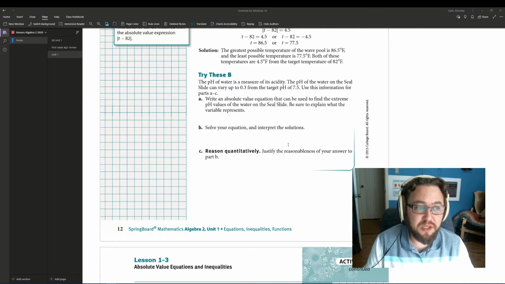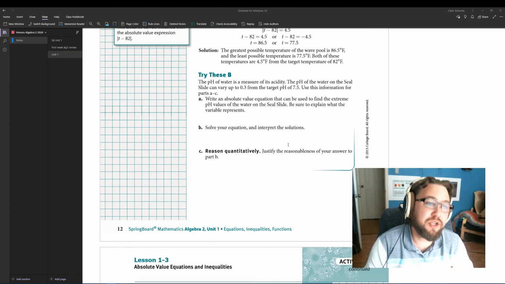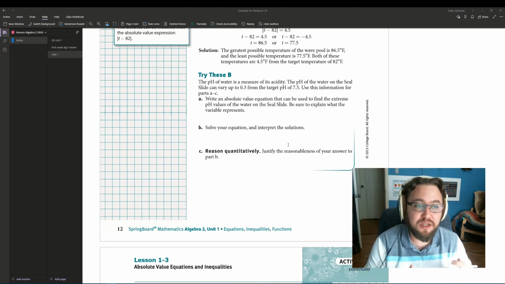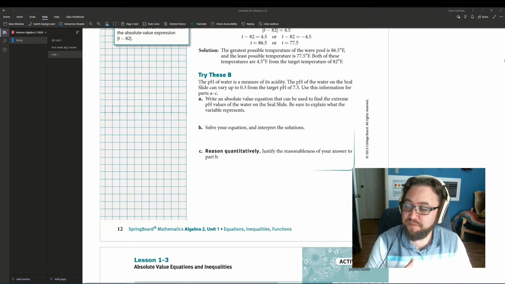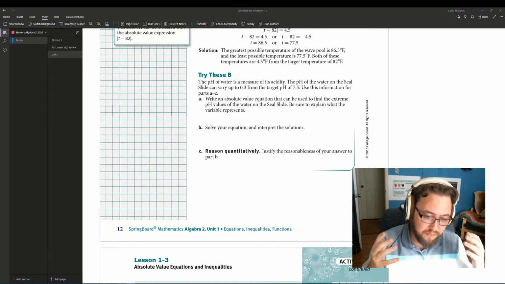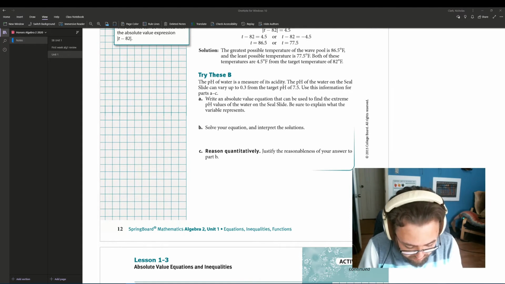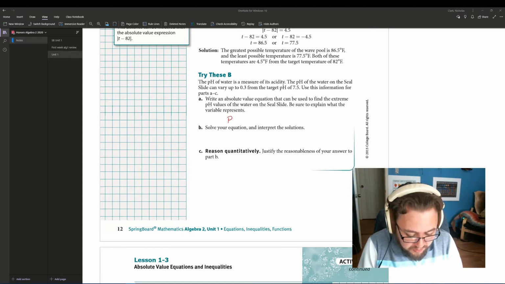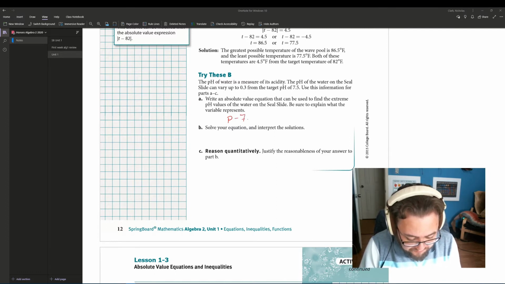So what we're talking about here is the pH of the water on the slide can vary up to 0.3 from its target pH of 7.5. We're going to use that information to write an equation and then to solve it and look at our solutions. So let's go ahead and think about what that actually means. I'm going to make a variable called P, which I'm going to call my extreme value. So we'll say P, take away our target value, 7.5, should be 0.3.